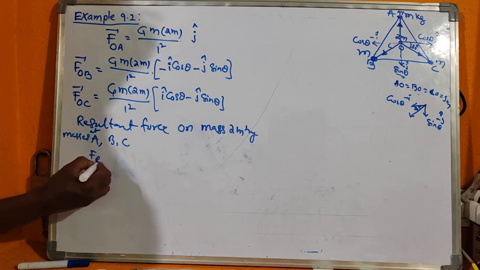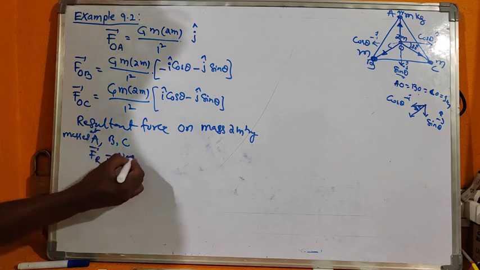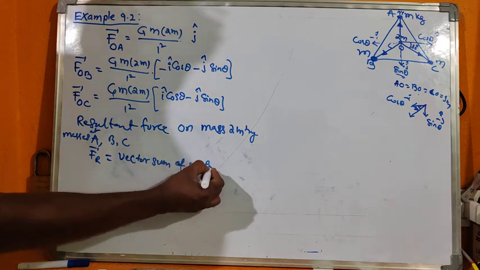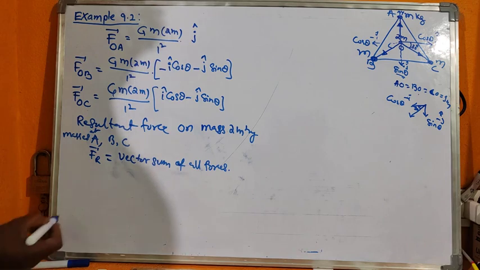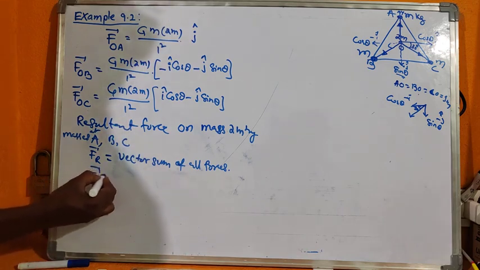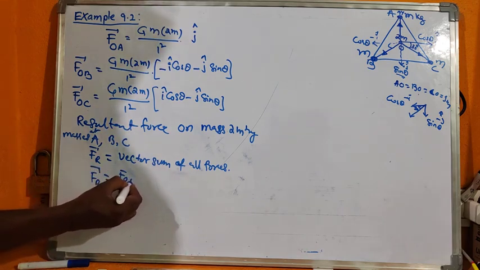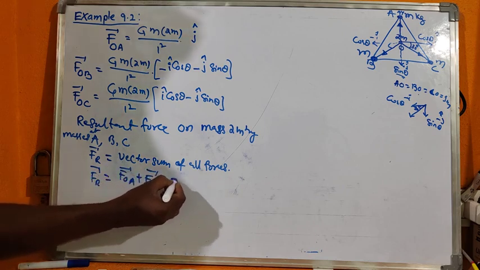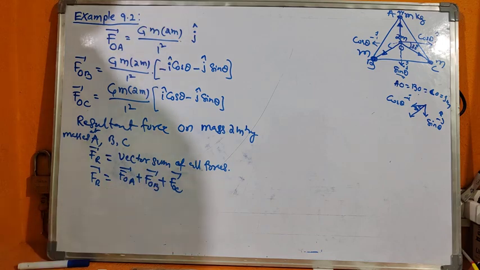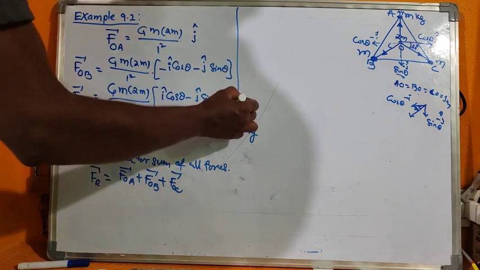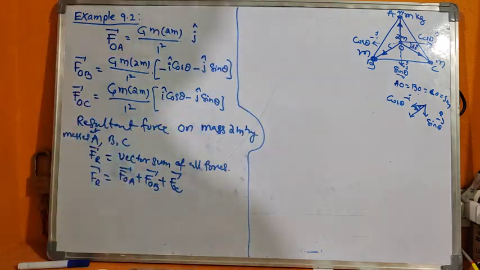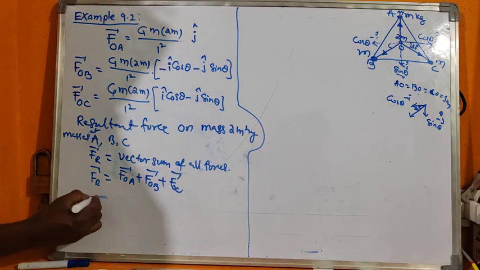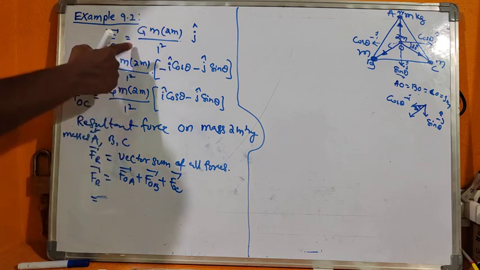So the resultant force Fr is equal to the vector sum of all forces. That is, Fr is equal to Foa plus Fob plus Foc. Then write down here what Foa, Fob and Foc are. Foa is equal to this one.